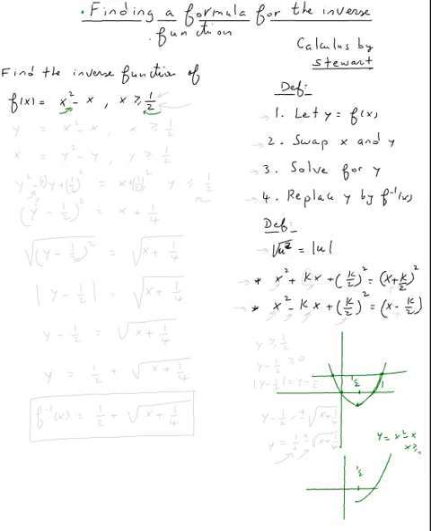Alright, so let's start. What's the first thing we need to do? First, let y equal f of x. That's easy. f of x is replaced by y. Remember, x is given to be bigger than 1/2. Now, number 2, we need to swap x and y. So the y becomes x and the x becomes y. Since x was bigger than 1/2, now y takes the role of x, so y becomes bigger or equal than 1/2. It's really important.